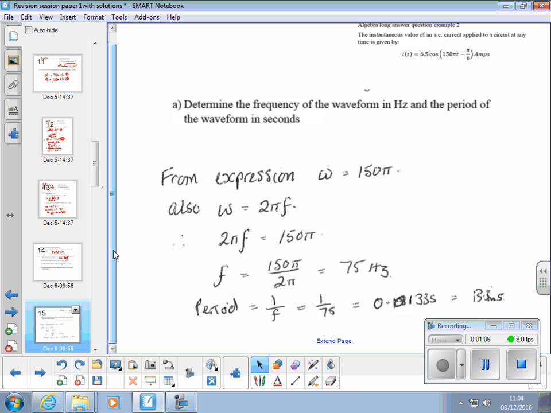All right, and then the period is simply 1 divided by the frequency. So it's 1 over 75, which is 13 and a third, or 13.3 milliseconds. So that's 0.0133 seconds, or 13.3 milliseconds. Take either answer for 2 marks.